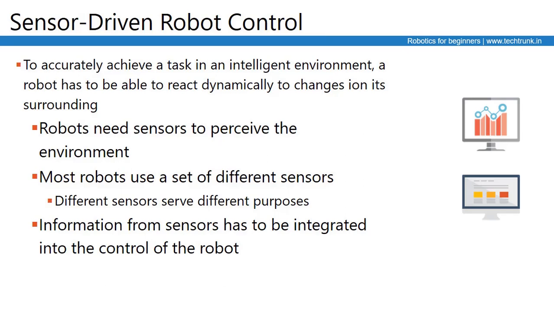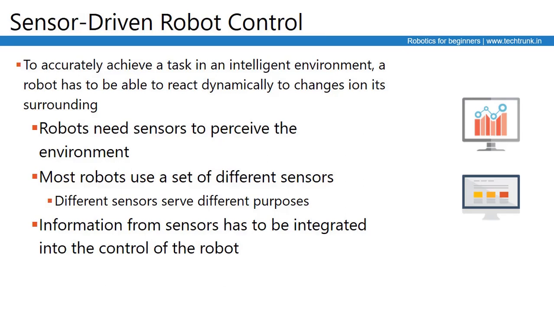Different sensors serve different purposes. For example, an ultrasonic sensor might serve the purpose of analyzing the distance, how far the object is. A proximity sensor might help to detect whether the object is there or not.